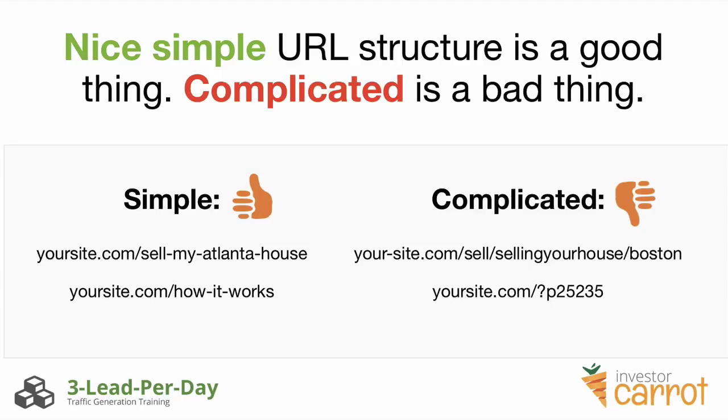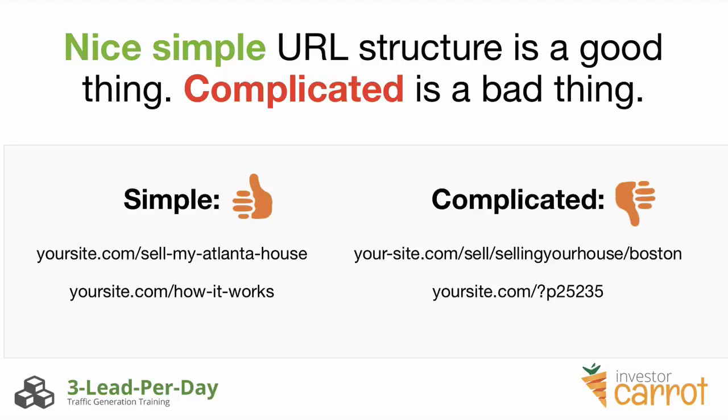Now, too many people, especially people who start websites on WordPress or something like that, have a very complicated URL structure. And if you're not a techie person, you may have to dive into the WordPress settings or whatever and try to change it. So you don't want to have too many forward slashes in there and too many directories in there like that example there. Sell/selling your house/Boston. That's not very friendly. It's complicated. Google doesn't like that as much. And it is going to affect your search rankings.